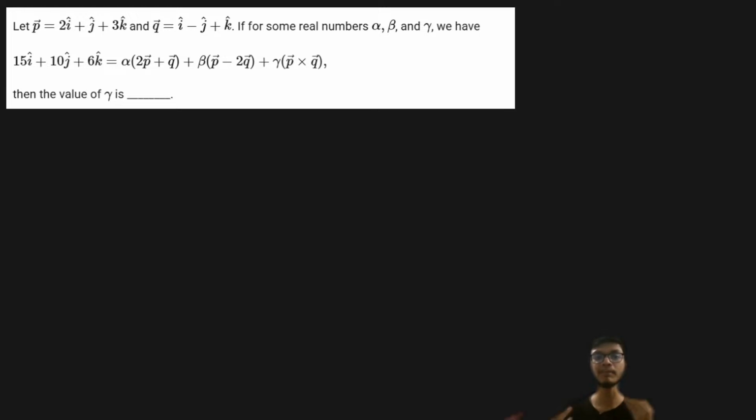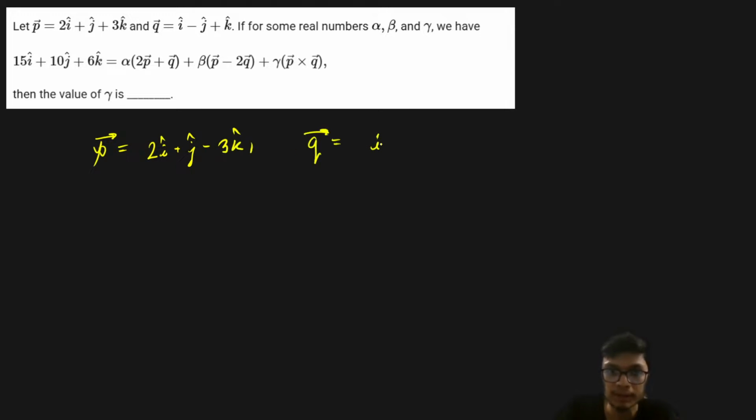It is said that there is a p vector which is given as follows and the q vector is given as follows, right? So we have the p vector given as 2i cap plus j cap minus 3k cap, and our q vector is given as i cap minus j cap plus some k cap, right? That is what is given in the question.